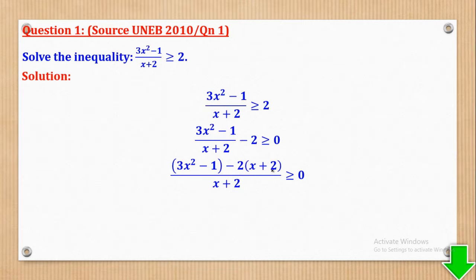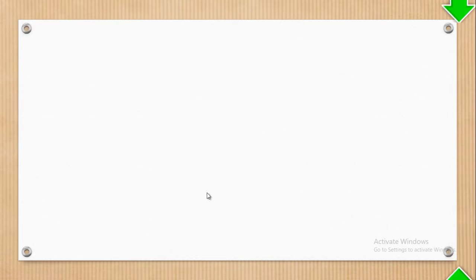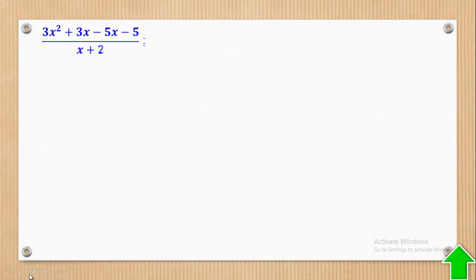Next is to simplify this compound fraction. So when I simplify, I'll be able to come up with that. This can still be simplified further to come up with that. So that is what we call the compound fraction. Now next is to get the critical values. But remember, for critical values, you have to factorize both the numerator and the denominator. So here we shall factorize the numerator and denominator.